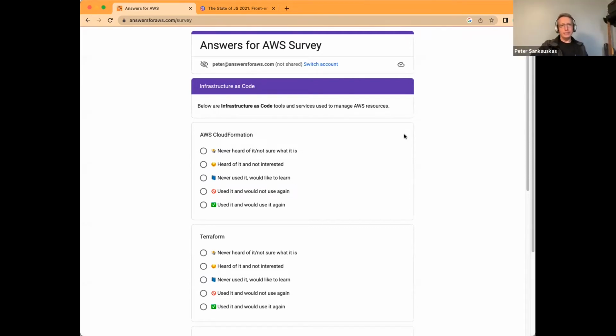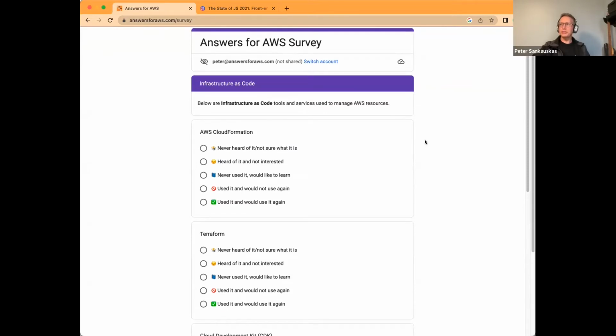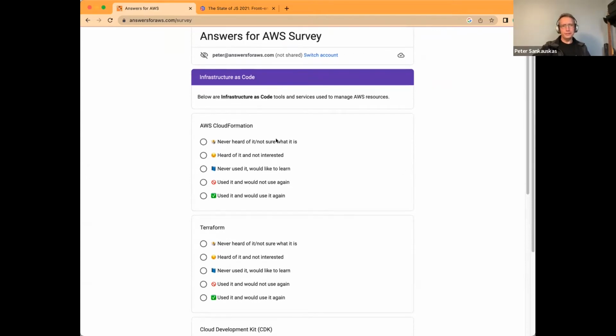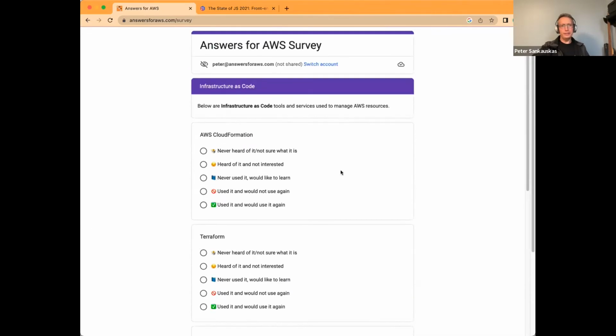So the first section, which I think is a good one to start with, is infrastructure as code. The basic structure of the survey is you go through all the different services that are here, and then what you're doing is saying, what are your thoughts on this? So Chris, for you, CloudFormation, have you heard of it?